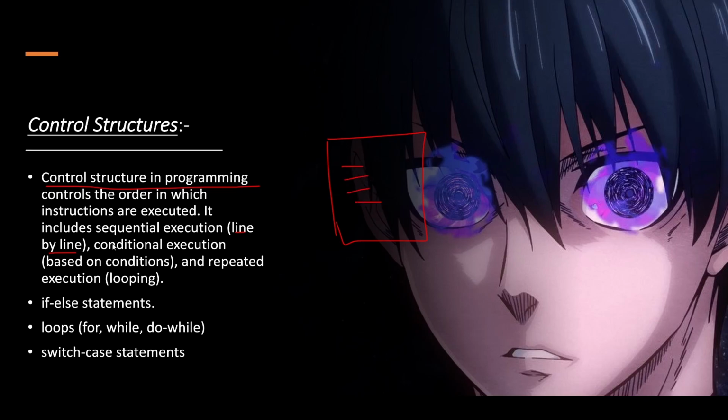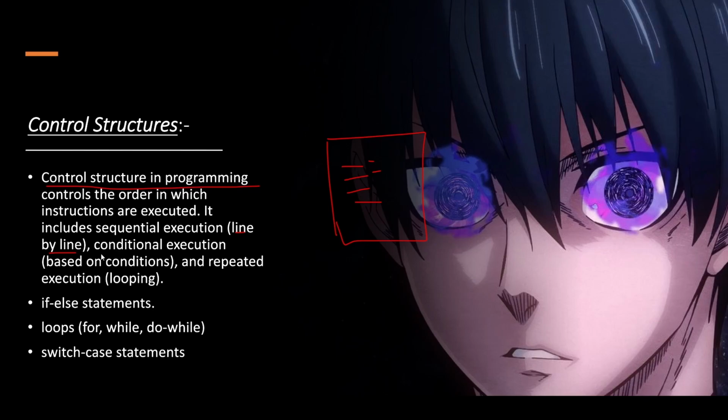And what is sequential execution? Sequential execution means the first line will be executed first and the second line will be executed next. Likewise, all other lines will be executed. So this is the basic ordering of executing the program.